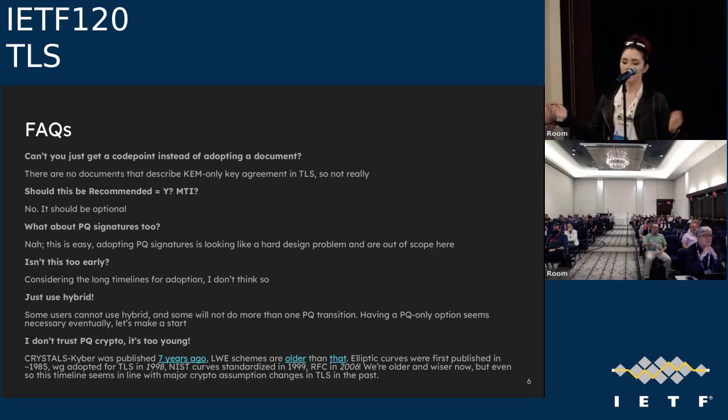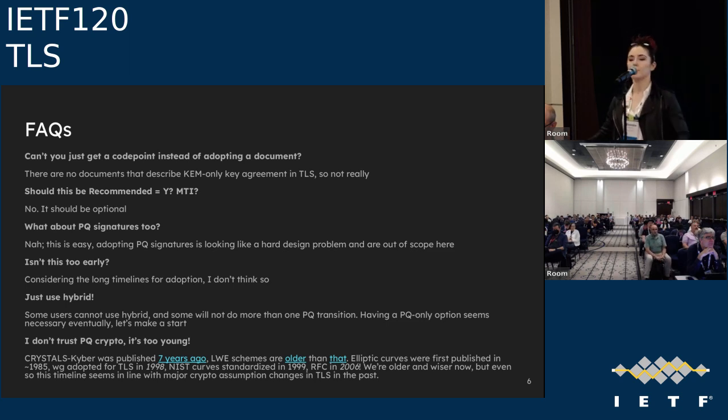Isn't this too early? I don't think it's too early at all. People are chomping at the bit for these documents, the FIPS documents, to come out years ago at this time. We've already deployed hybrid in Chrome, Envoy, Cloudflare. It's already getting negotiated in a lot of places. This is doing less cryptography, simpler cryptography in a way, and drawing the rest of the owl. I do not think it's too early.